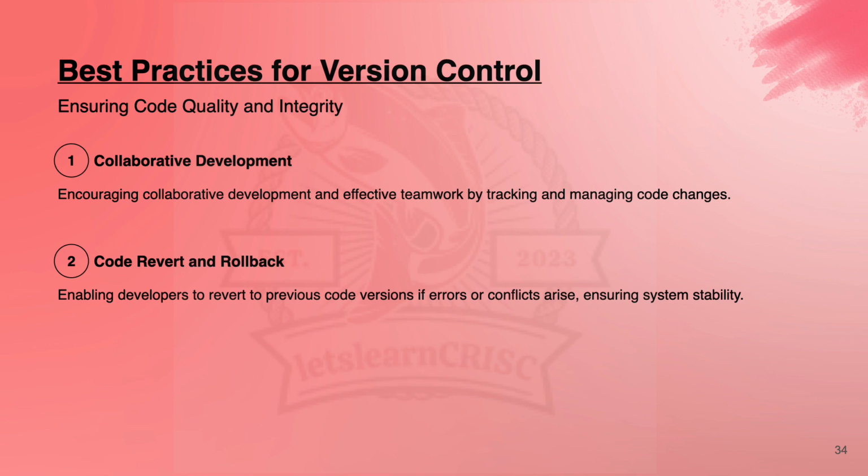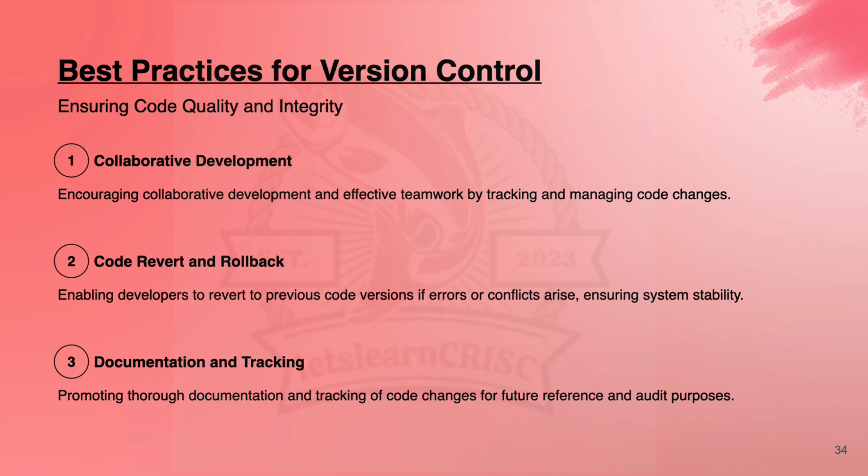Next is code revert and rollback. Friends, here version control enables the developer to revert to the previous code version if errors or conflict arises, ensuring system stability. It provides a safety net to undo changes and restore a known working state. Next is documentation and tracking. Version control promotes thorough documentation and tracking of code changes for future reference and audit purposes. It ensures a record of who made what changes and when.